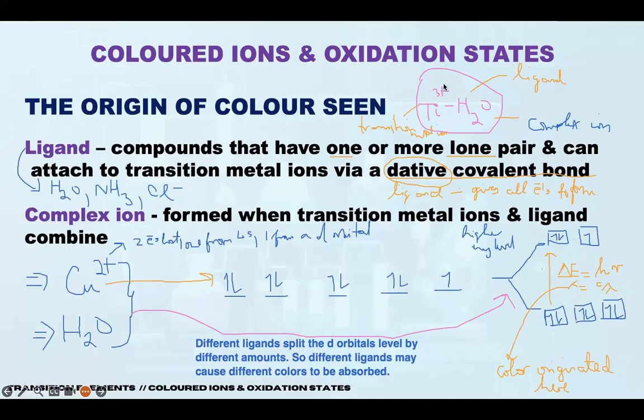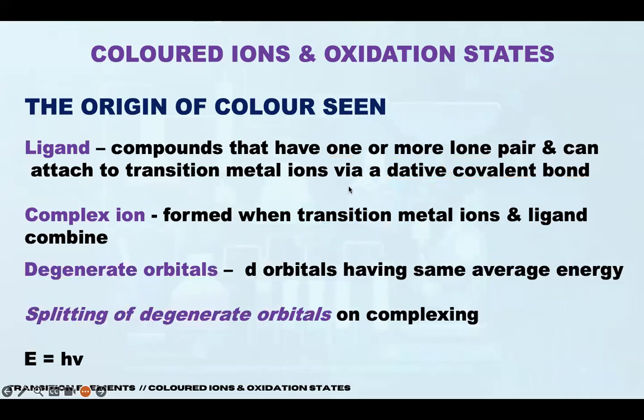So I'm going to clear this now, guys, and we're going to move on to this, which is what we spoke about. This is just summarizing what just happened. The degenerate orbitals, or d orbitals, have the same average energy. We have the splitting of the degenerate orbitals on complexing, and that can be correlated then to E equals hν, or ΔE equals hν. That's what we just did, right? So that's just a little summary of what we just touched on.